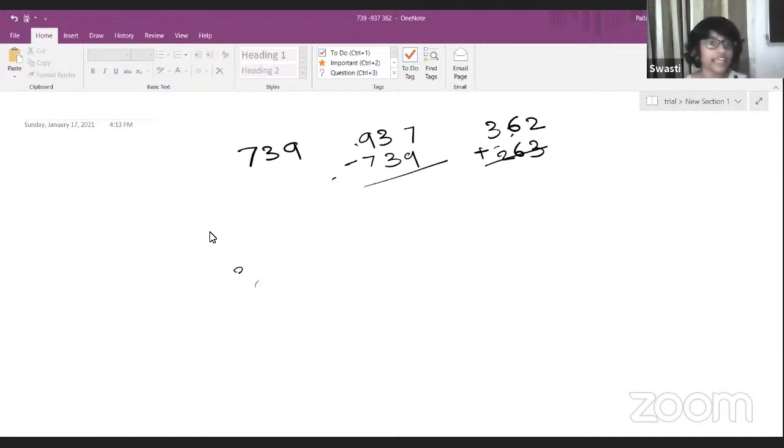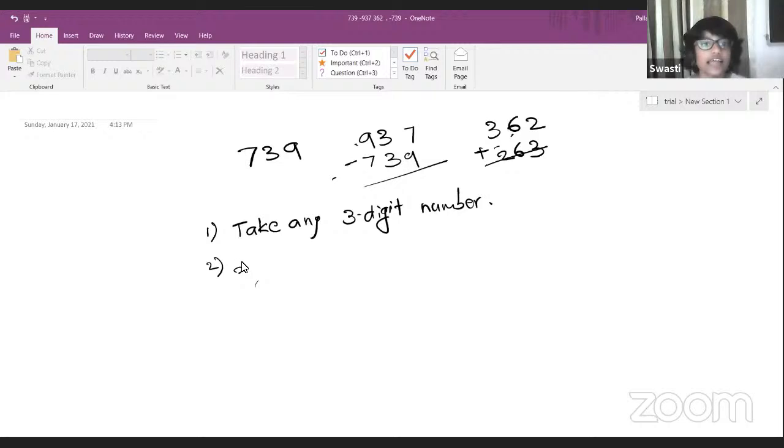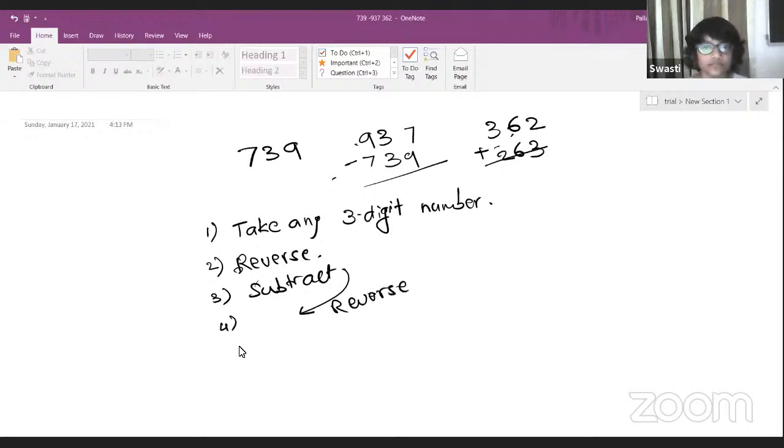Okay, so you can take any other 3-digit number. Take any 3-digit number with distinct digits and reverse its digits and then subtract the two numbers, and then whatever the result you got, reverse it and then add them.